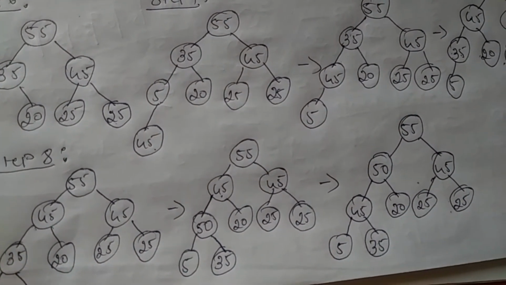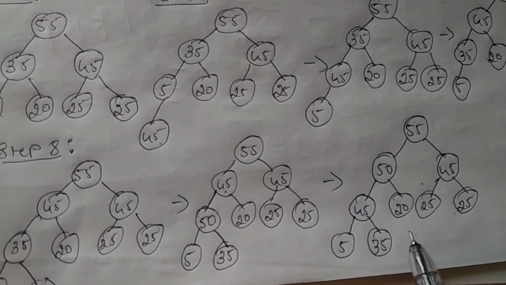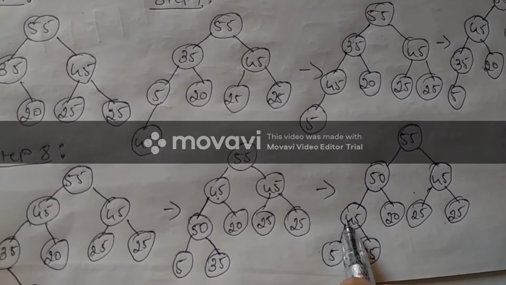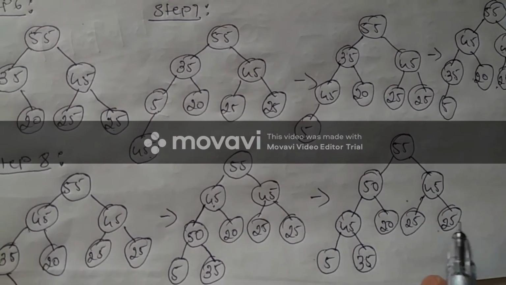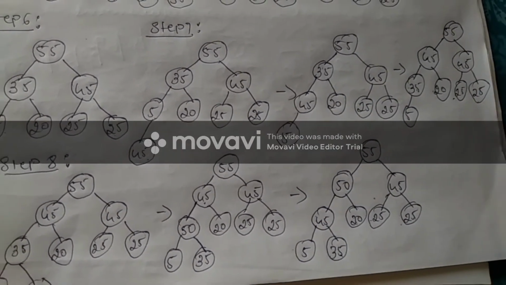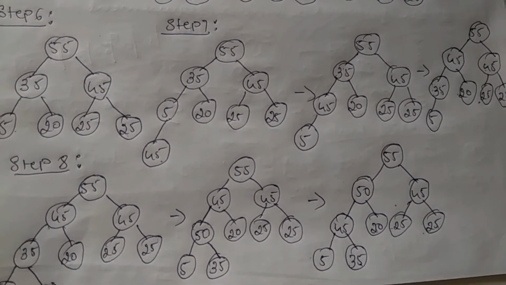This is step 8. Yes, see here. 5 and 35 less than 45. Yes, it is having parental dominance. Then 45, 20 less than 50. Yes. 25, 25. Yes. 50, 45. Yes. 55. So no need to transfer anything. Now we'll go for step 9.